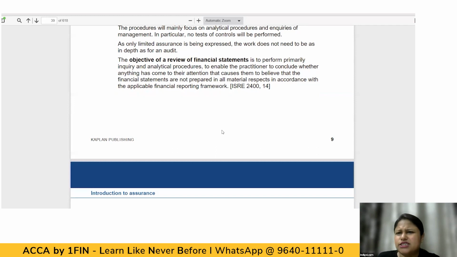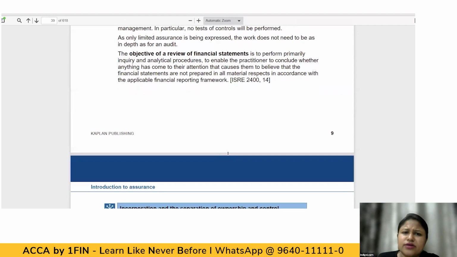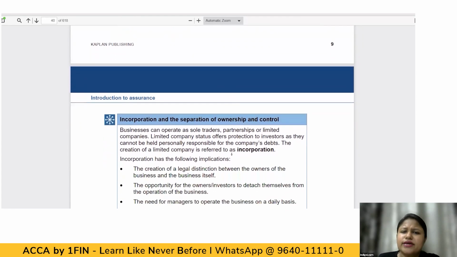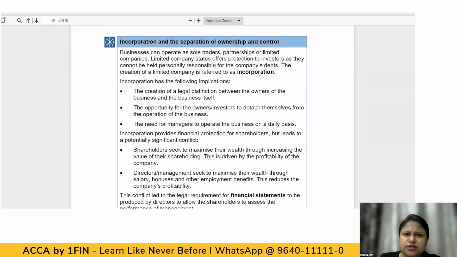And in the limited review, testing of controls and all that will not happen. Basically, you directly have the substantive checking done. Inquiry and analytical procedures are the common things that we go on with respect to limited review. And obviously, we give a negative assurance.